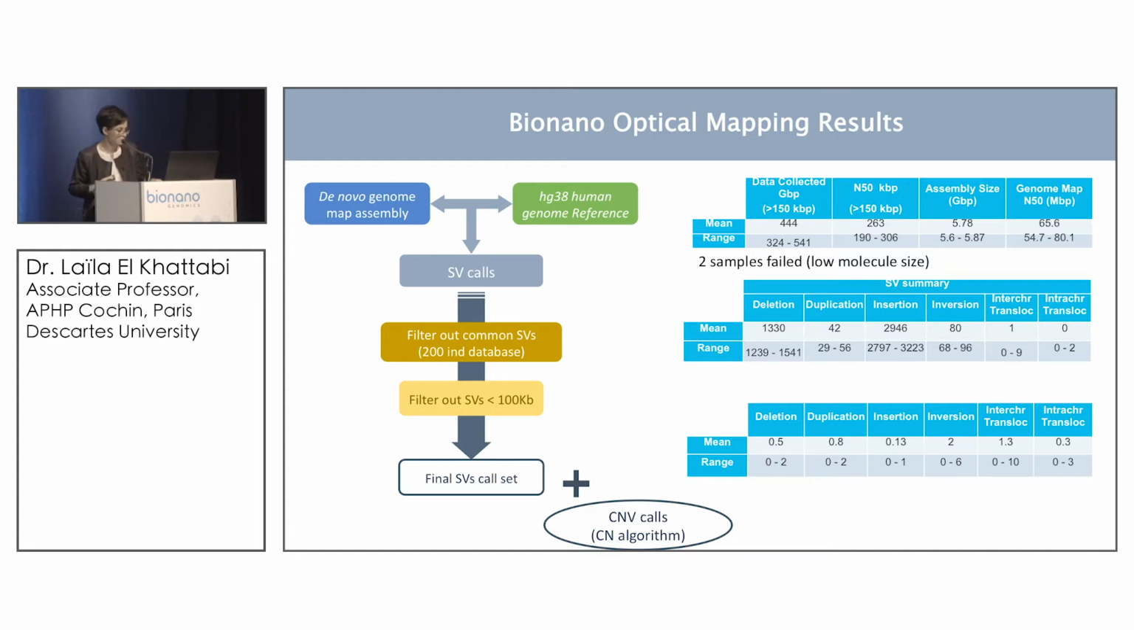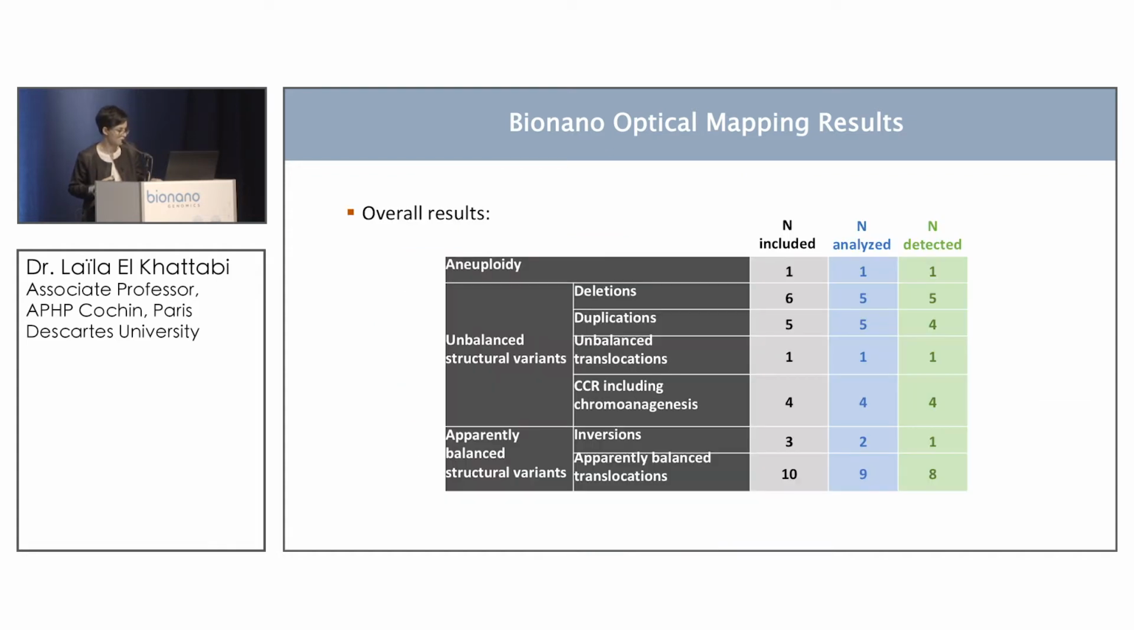In addition to this, you also get CNV calls by the CN algorithm or coverage, as Alexander showed you before, and we will see some examples. So this is an overview of the results. You just have to look at the blue and green columns, because we are still analyzing some of them. Among the analyzed samples, you can see that we recovered almost all the cases, and for the ones that we didn't, I will show you the explanation.